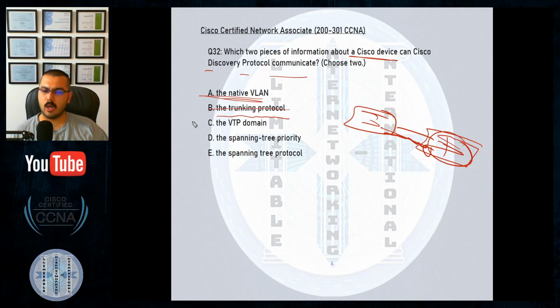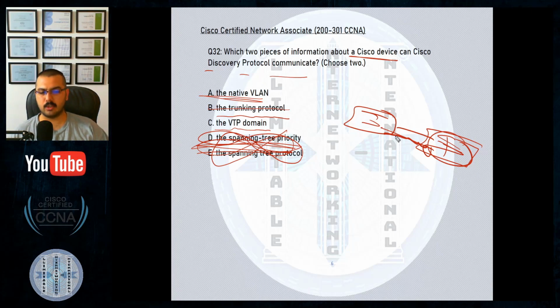No. Number three, the VTP domain. Possibly. We will need a lot to check that. And no, spanning tree will not be. Spanning tree information will not be advertised by CDP messages.